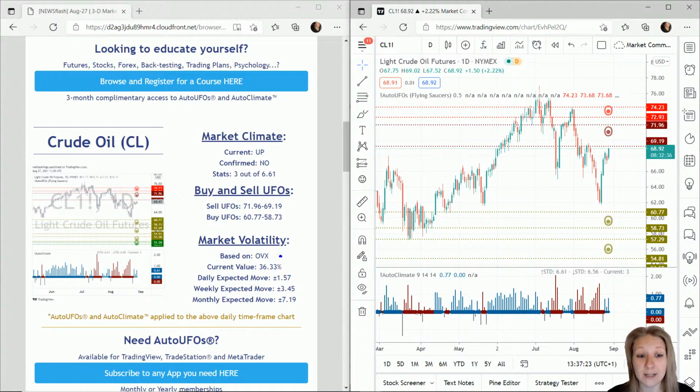In terms of volatility on oil, we'd expect movement up or down in 1 year of 36.33%. That means in a day, movements up or down of 1.57 points. In a week, 3.45 points up or down, and in 1 month, 7.19 points up or down. So again, that tells us probability of the movement up or down there.